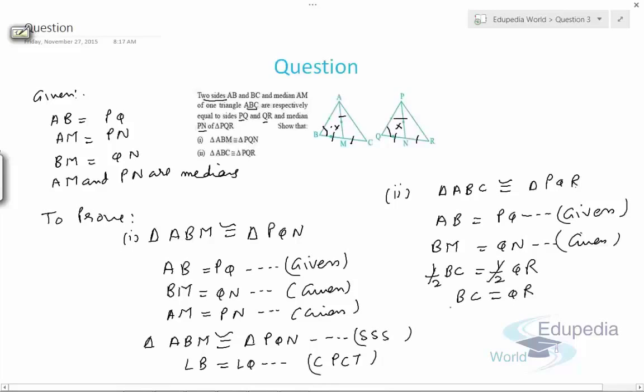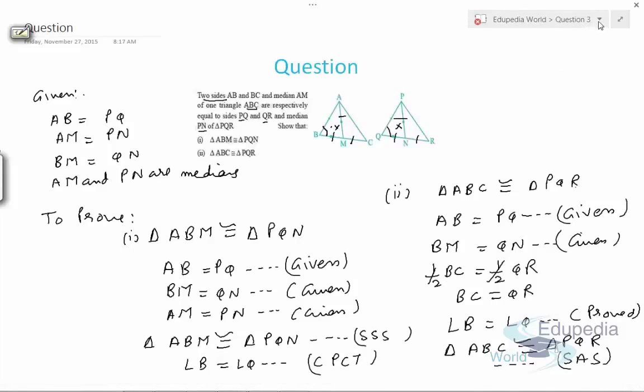Now we have angle B equals angle Q, which is proved. So we can say that triangle ABC is congruent to triangle PQR by SAS rule. This is how we can prove these two triangles are congruent, and this is how we can use congruency to solve the problem. So let's discuss the next question of the video.